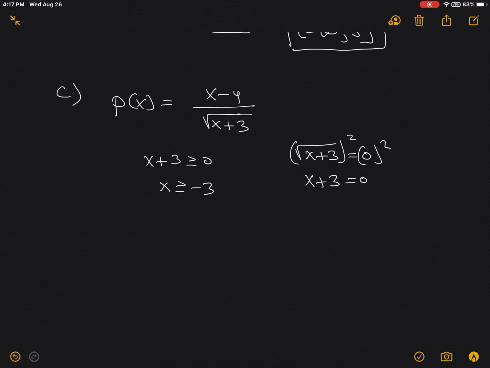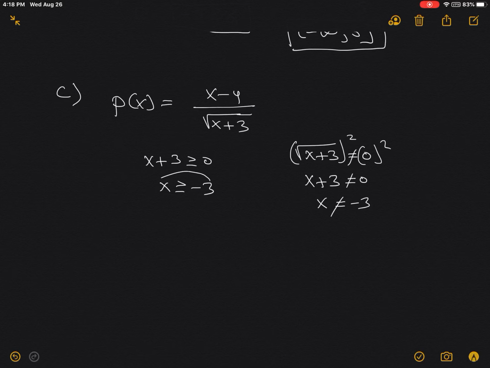And I'm going to have 0. So over here, I'm going to get x is equal to -3. But at the very last step, I have to exclude it. In fact, you could just exclude it in the beginning if that helps you, because you can't divide by 0.